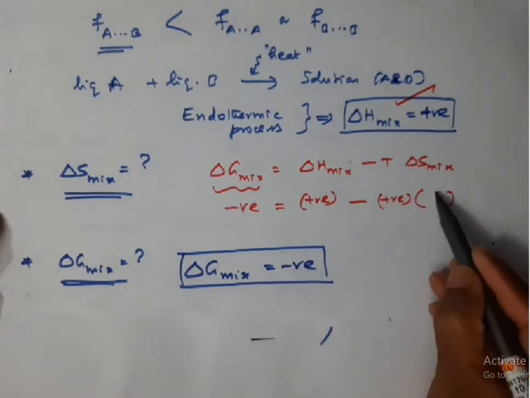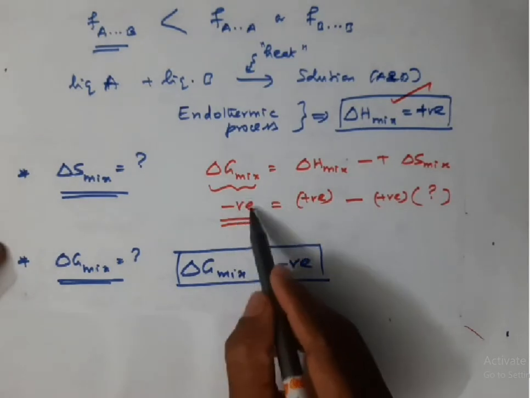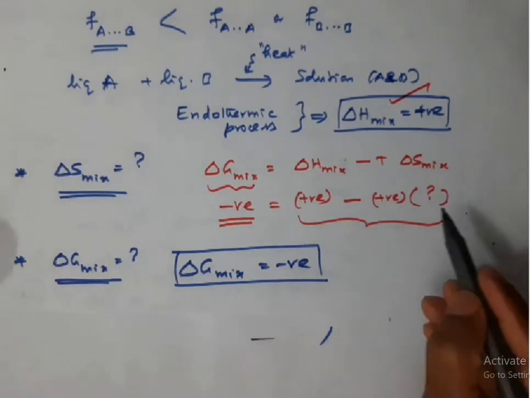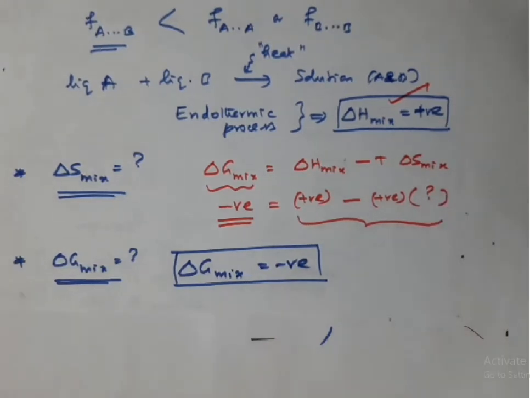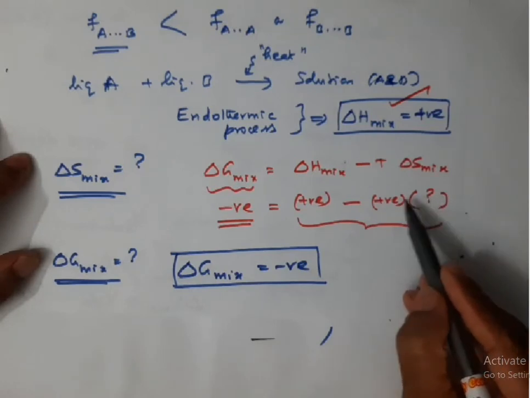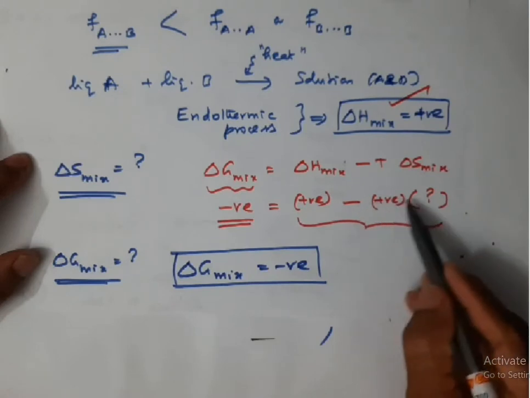Then what should be the sign of delta S mixing, so that I'll get negative? Left hand side is negative, therefore right hand side should also be negative. To get negative value, what should be the sign of delta S mixing? Can anyone fix this? Positive, sir. It should be positive, correct? Why? If it is positive, positive into positive is positive, but here we have negative sign, so you'll get total negative here.